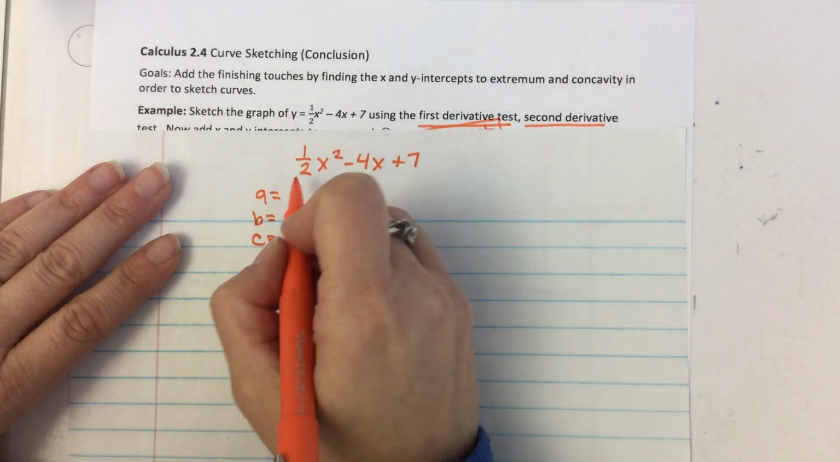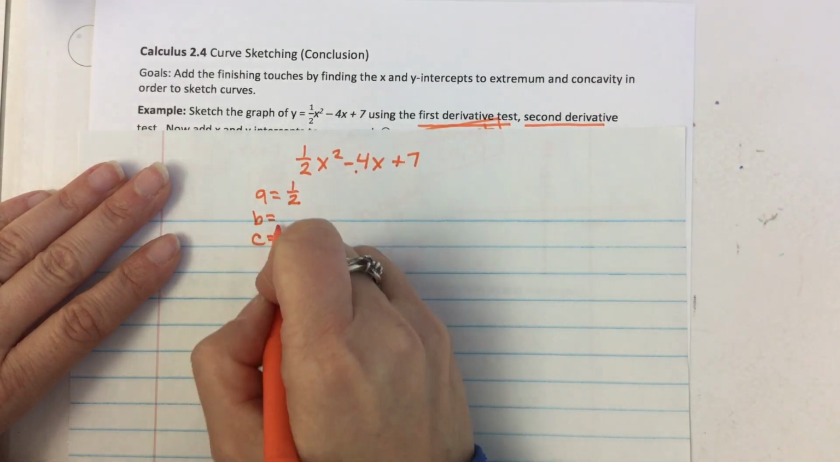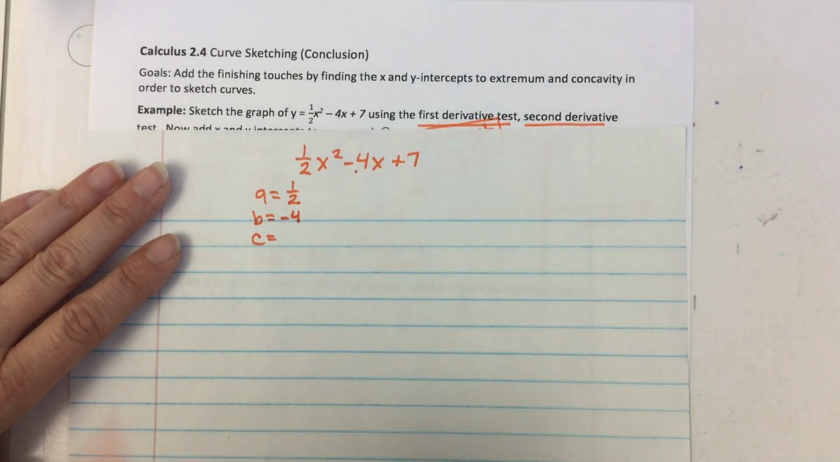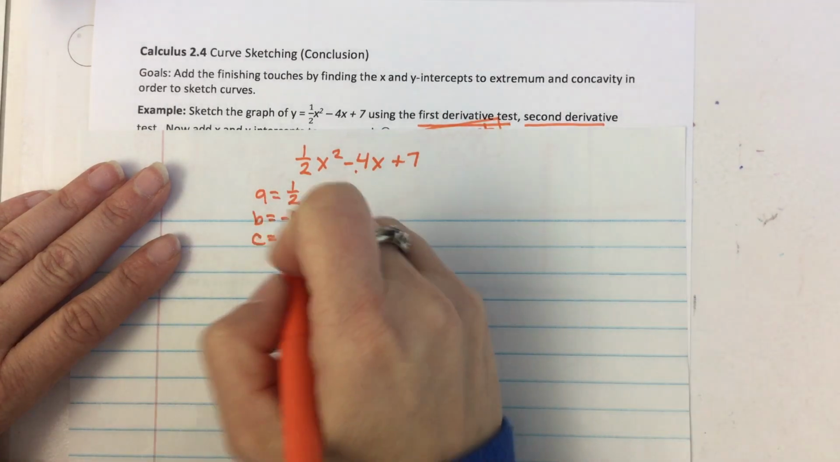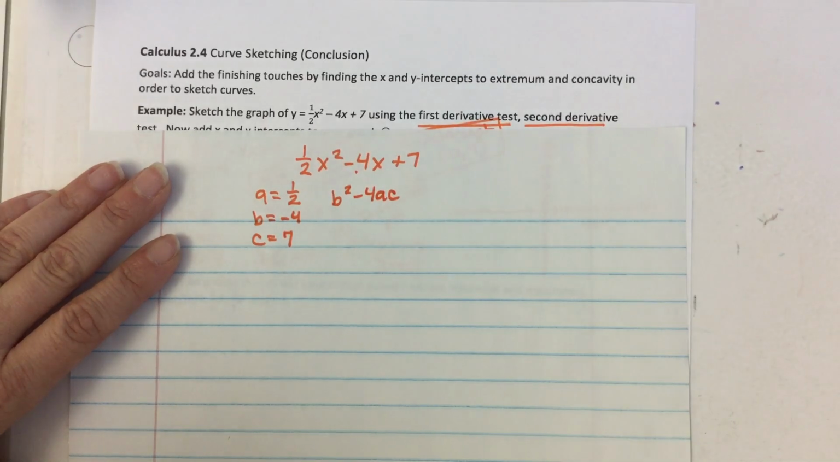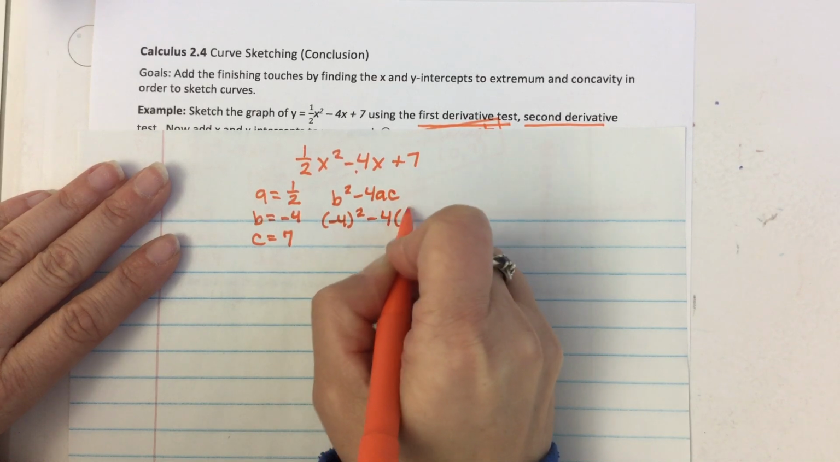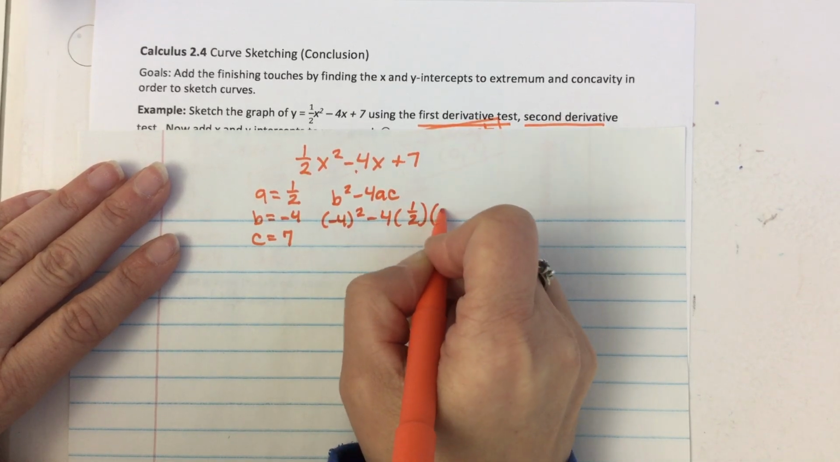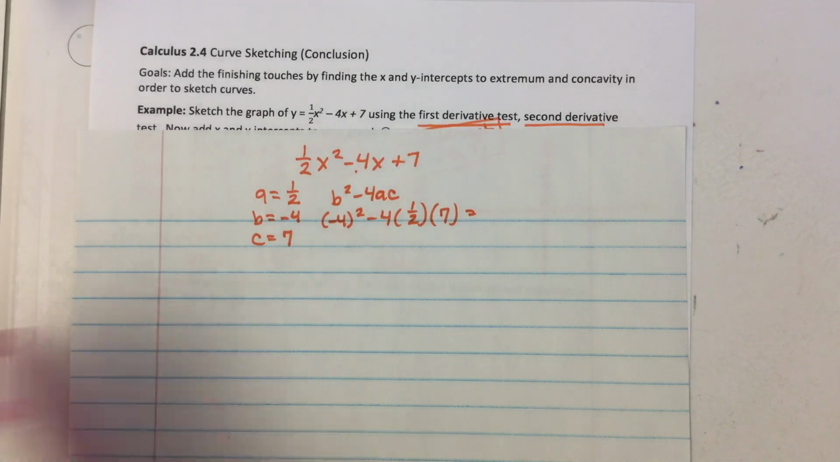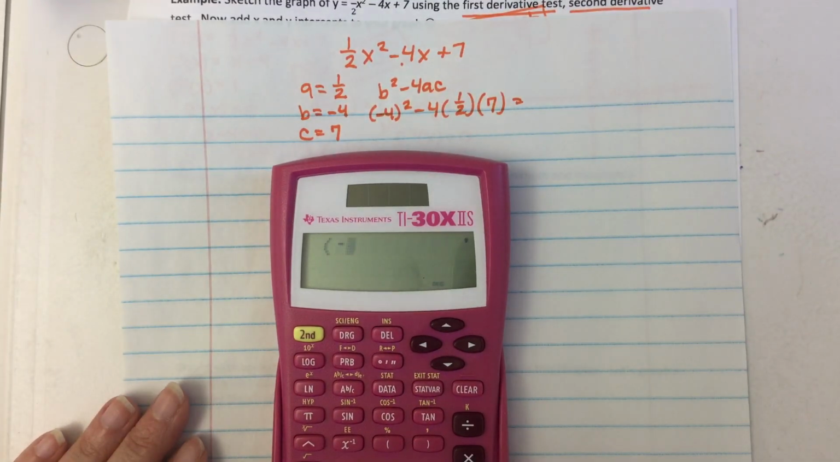A is always the number in front of your squared term, so in this case it's 1/2. B is always the number in front of x, it's -4. C is the number at the end, it's a 7. Underneath the radical is b squared minus 4ac. B is -4. Minus 4 times a is 1/2. C is 7. If I calculate this, this tells me what goes underneath the radical.